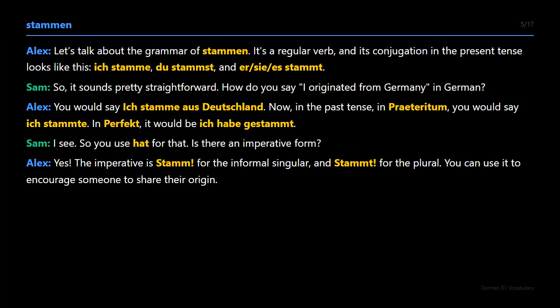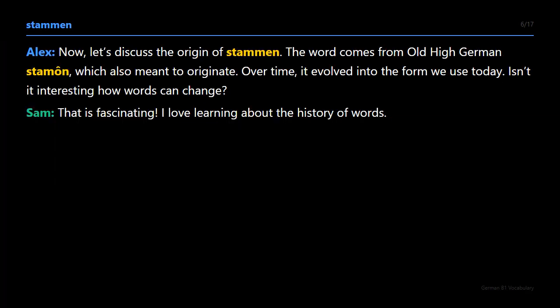Now, let's discuss the origin of stammen. The word comes from Old High German, stammon, which also meant to originate. Over time, it evolved into the form we use today. Isn't it interesting how words can change? That is fascinating. I love learning about the history of words.